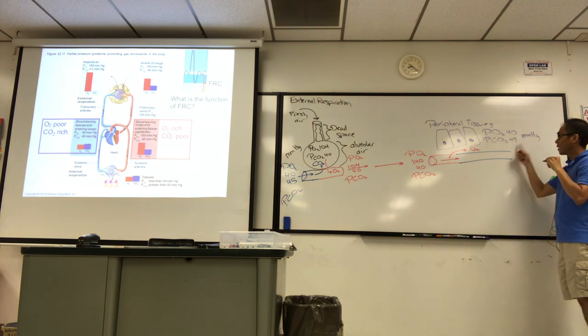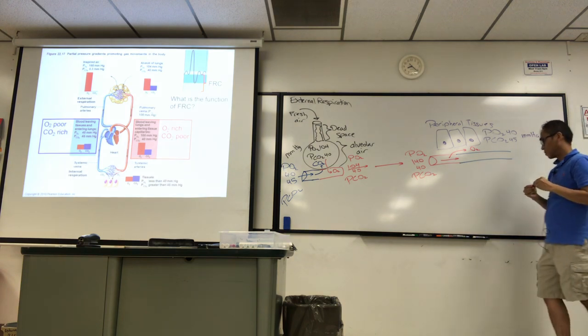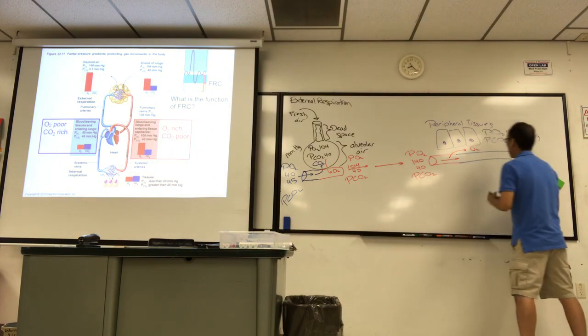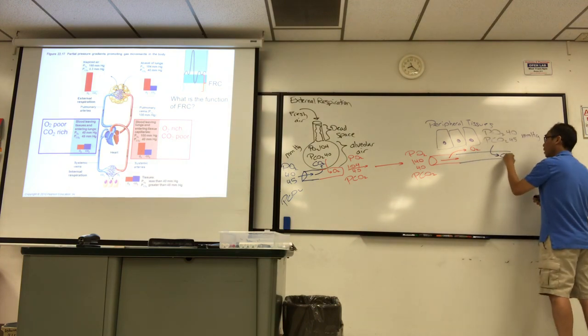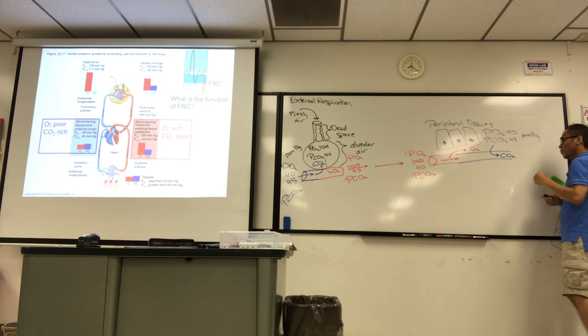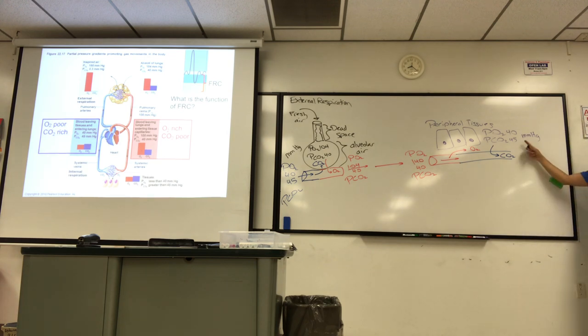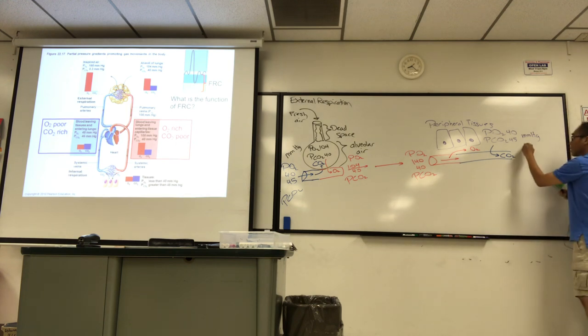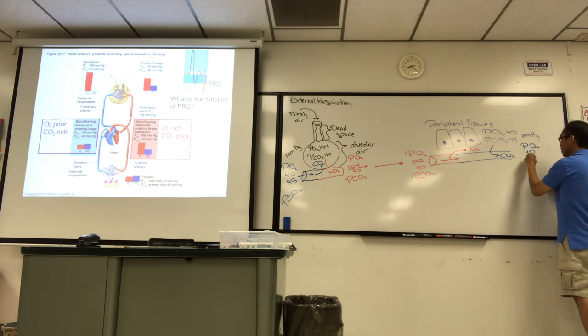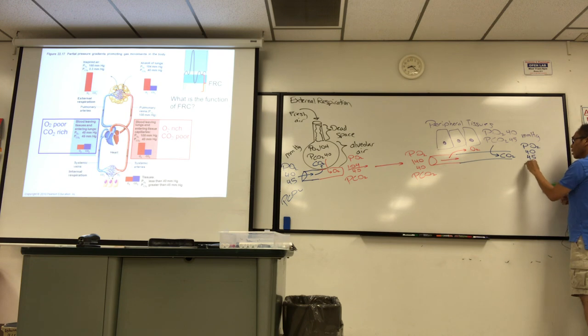And the blood will pick up the CO2. Well, it's just kind of reversed. You're just equilibrating with the environment. So now blood leaving is PO2 40 and PCO2 45. That's pretty much it.